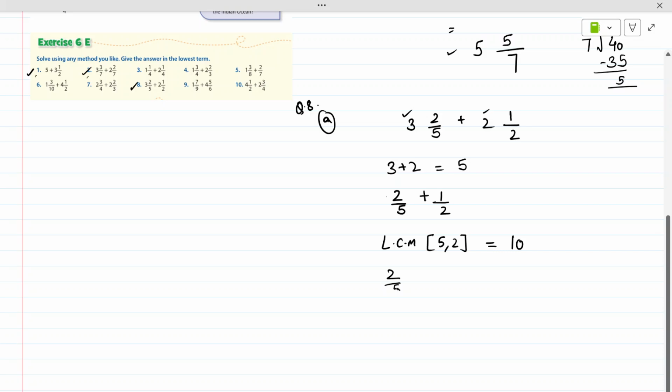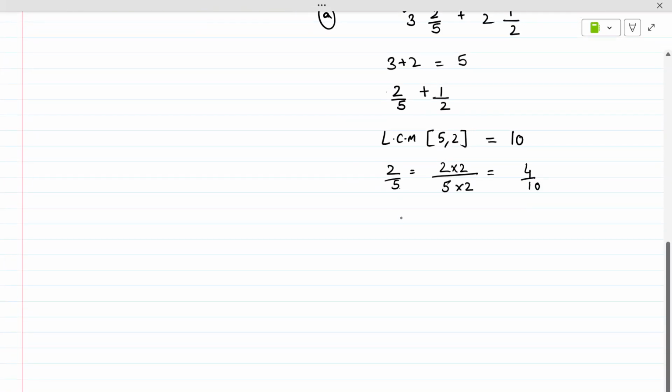Now let us change 2 by 5 to like fractions. So for that, we have to make the denominator as 10. So multiply 5 with 2. Multiply the numerator with the same number, that is 2. So we have 4 by 10 here, right? And the next fraction is 1 by 2. So for 1 by 2, we have to multiply the numerator with 5, denominator with 5 again. So this will become 5 by 10.